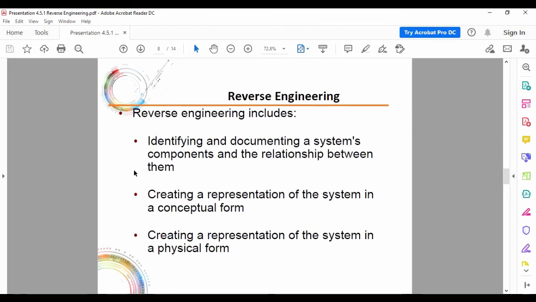What does reverse engineering include? It includes identifying and documenting a system's components and then the relationship between them, creating a representation of a system in a conceptual form, or creating a representation of a system in a physical form.